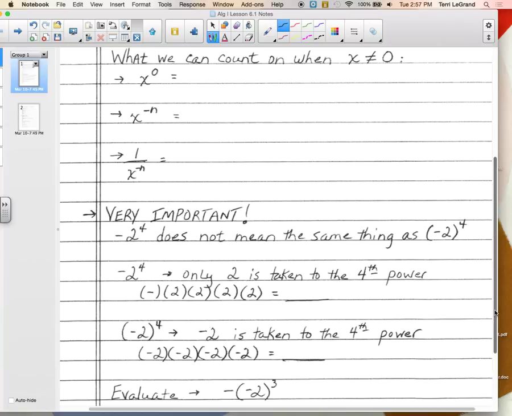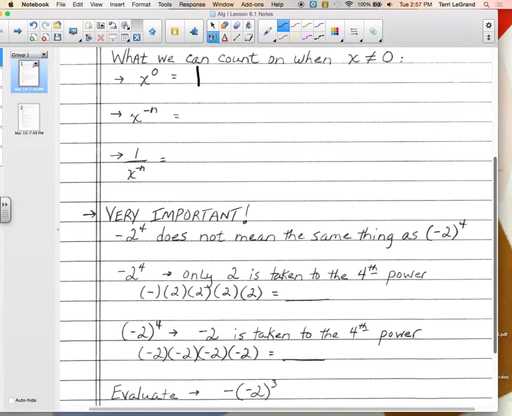When x does not equal 0, a non-zero number, x to the 0 power can always be considered to be what? 1. Always. We can replace it with 1. When x isn't 0, that's what it says. What can we count on when x does not equal 0? We can count on x to the 0 power being 1.